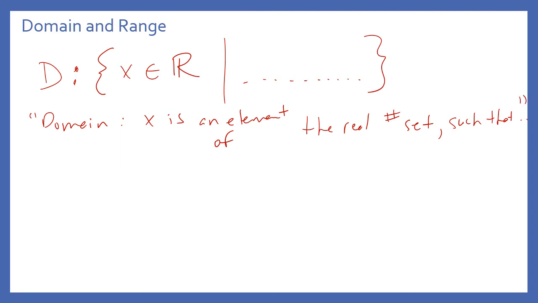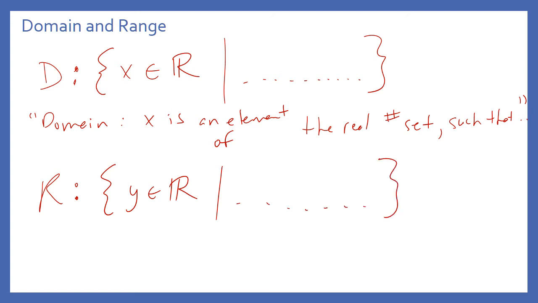Our range, so capital R, this has to do with the y coordinates or the dependent variable. Curly bracket, y is an element of the real number set, such that blah, blah, blah, whatever the function happens to be. And again, that's just a quick review for how you state your domain and range, which we are about to do for all of the functions that we just looked at.